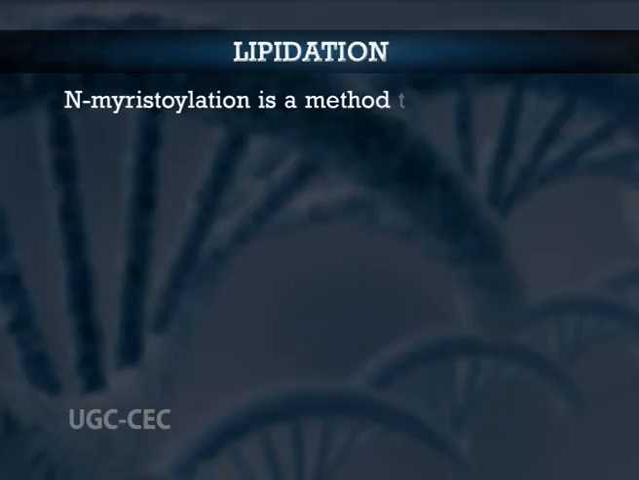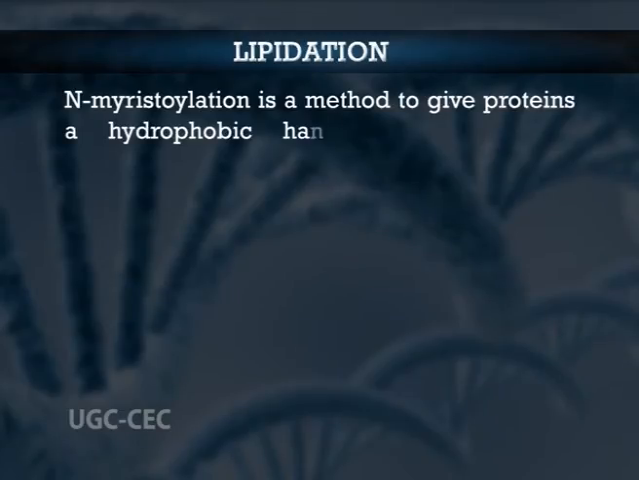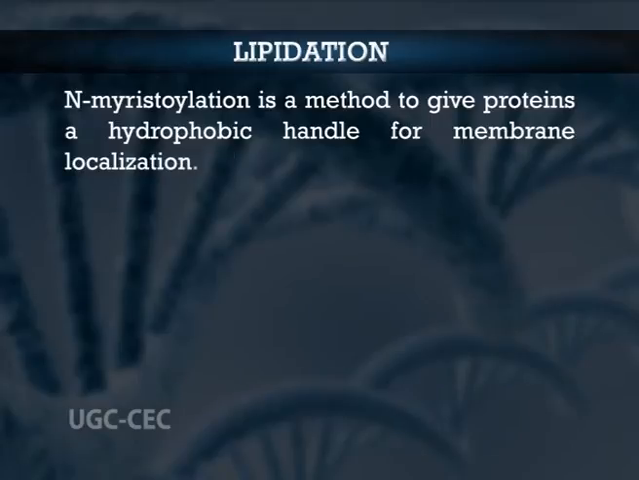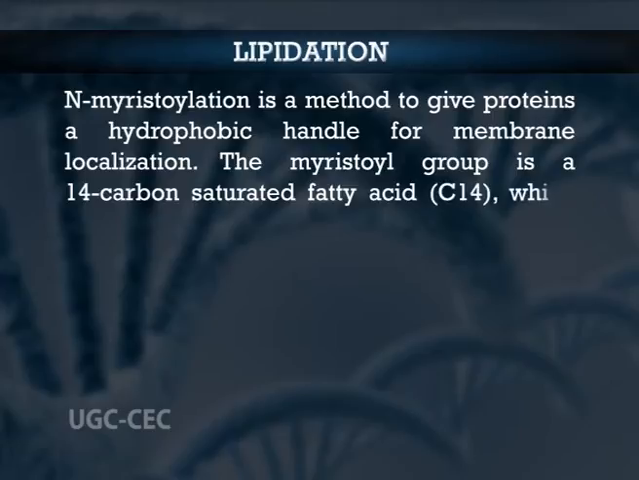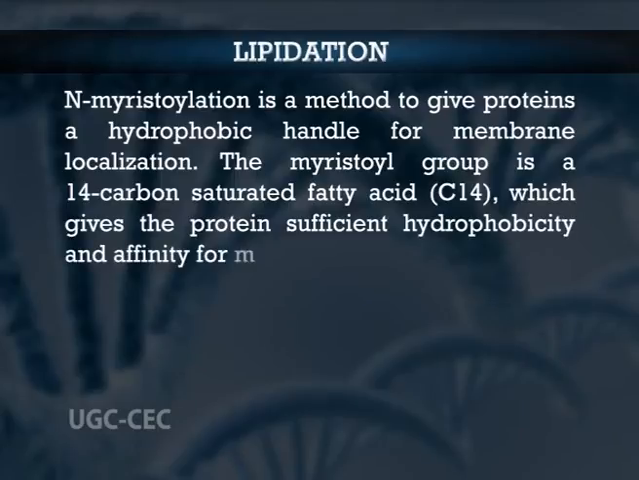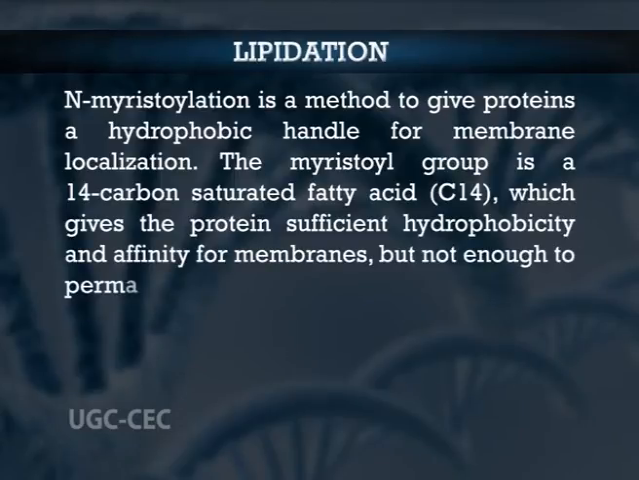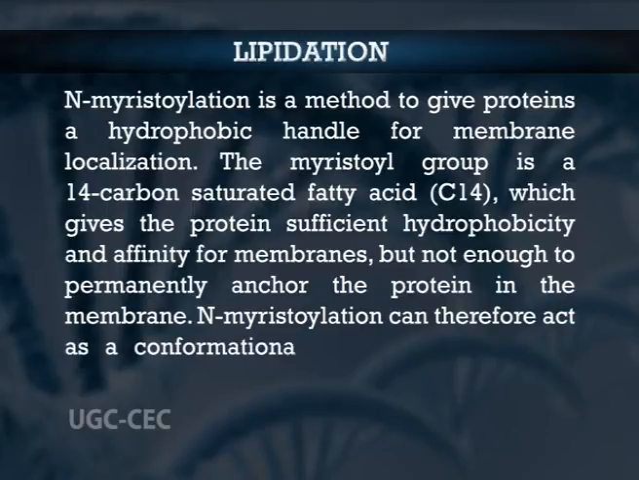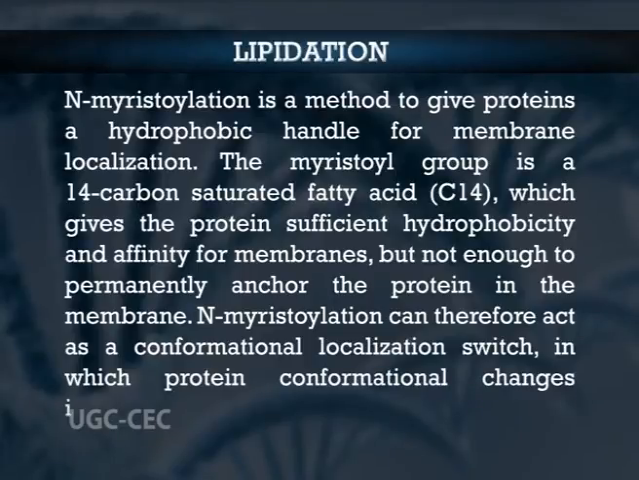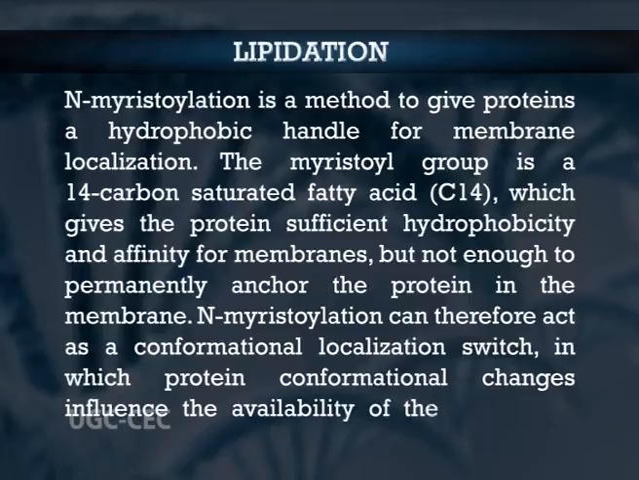N-terminal myristylation is a method to give proteins a hydrophobic handle for membrane localization. The myristoyl group is a 14-carbon saturated fatty acid, commonly referred to as C14, which gives the protein sufficient hydrophobicity and affinity for the membranes, but not enough to permanently anchor the protein in the membrane. N-myristylation can therefore act as a conformational localization switch, in which conformational changes influence the availability of the handle for membrane attachment.